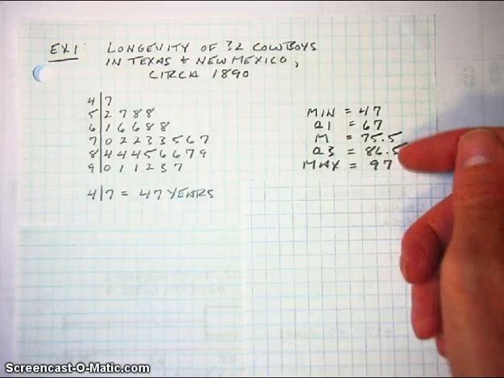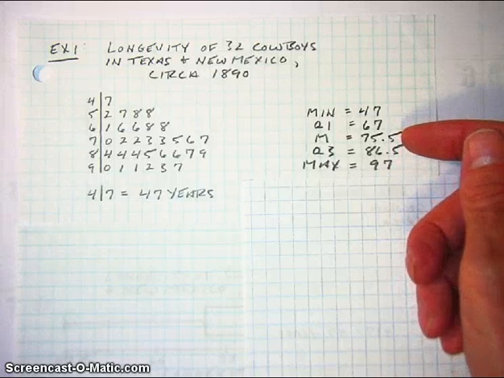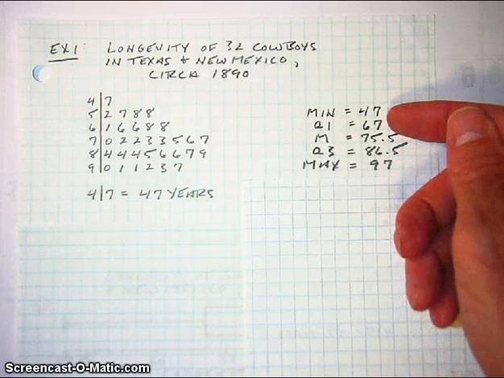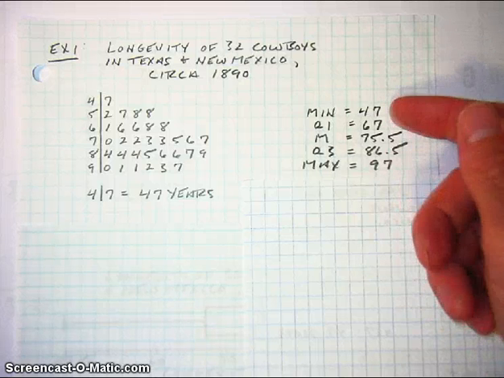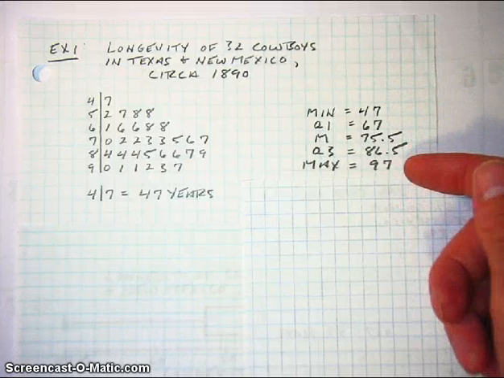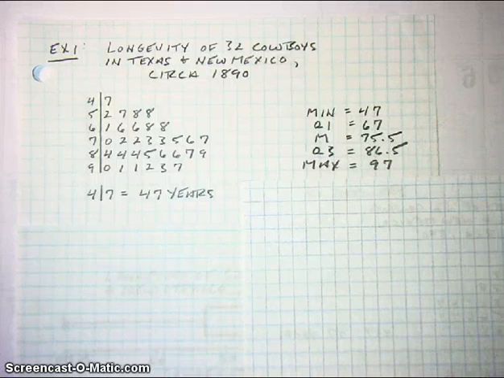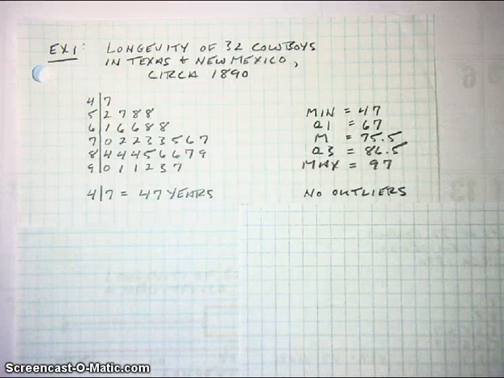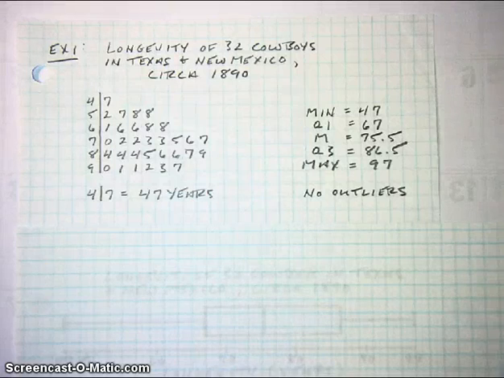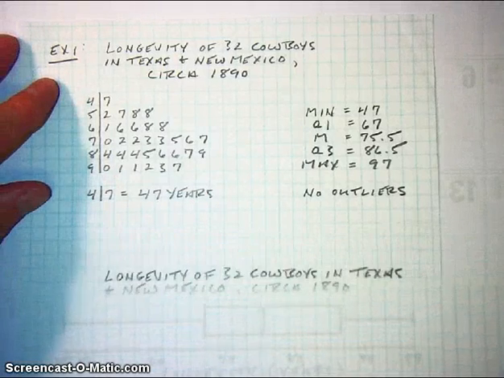Now your IQR is about 20, and 1.5 times that would be 30. If you go down 30 below 67, you're going to get well below the minimum. And if you go 30 above 86.5, you're going to get well above the maximum. So there are no outliers in this data set. And if you want to draw a box plot of these data, it's pretty simple to do.